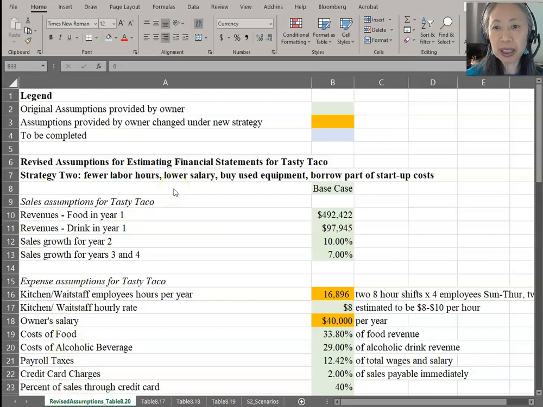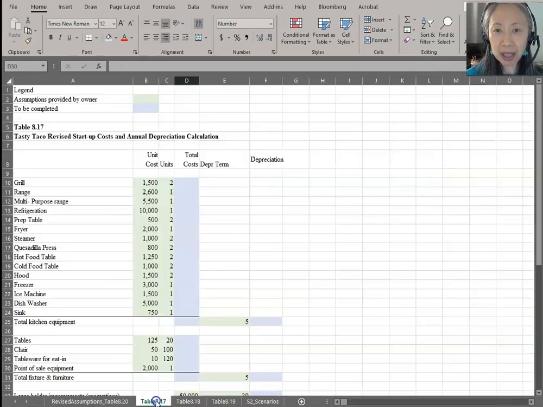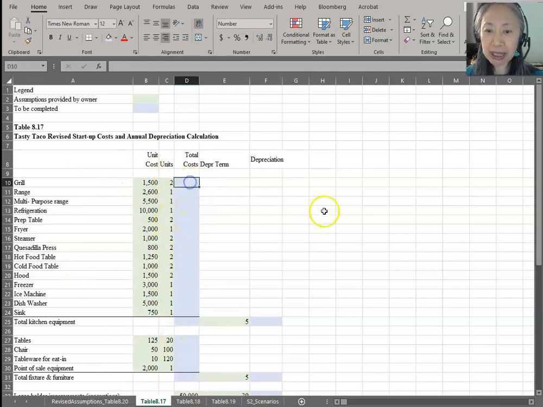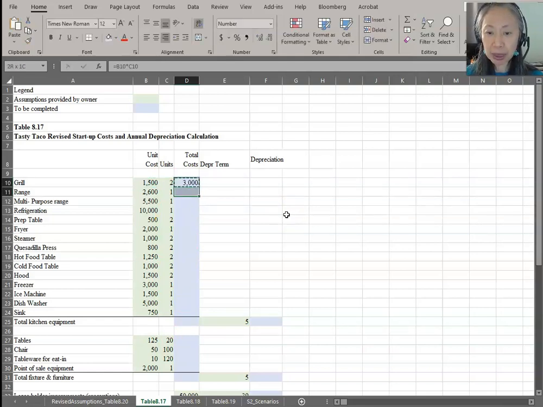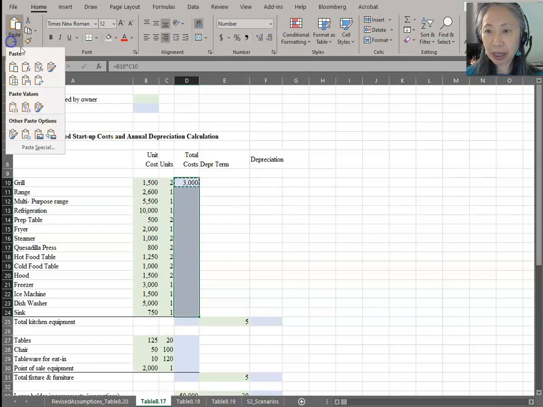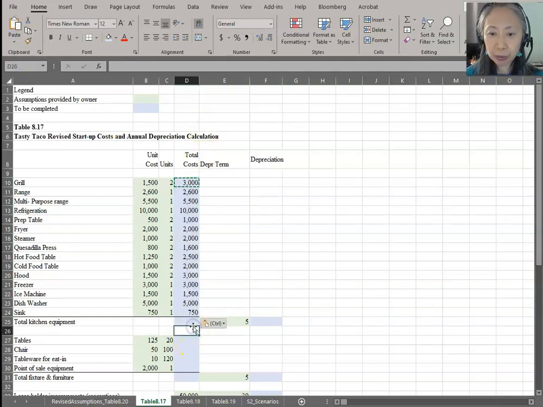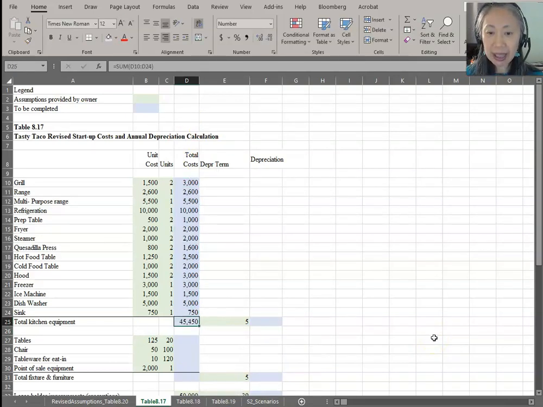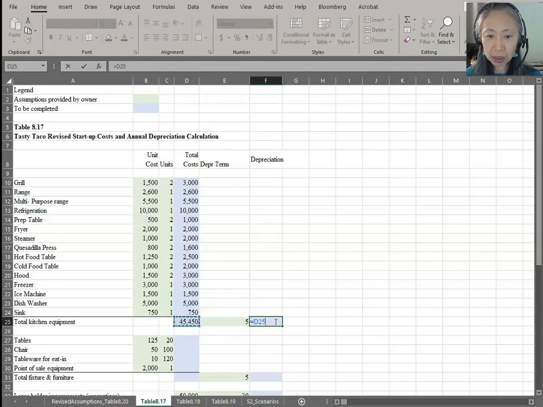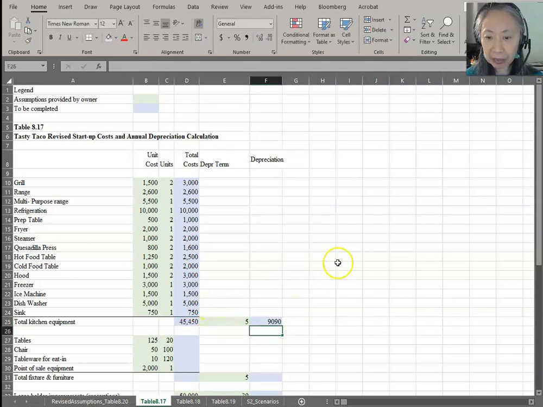First thing we're going to do is to look at the fixed assets, the new equipment. So this is on table 817. Here he had a detailed list of equipment, how much it costs per unit, how many units he'll have. So we need to extend the unit cost to total cost. To do that, we just take the unit cost times the number of units, and that will give us the total expenditure for kitchen equipment. And we just add up the total for this. The depreciation term for kitchen equipment is 5 years. So the depreciation per year will be the total divided by five.